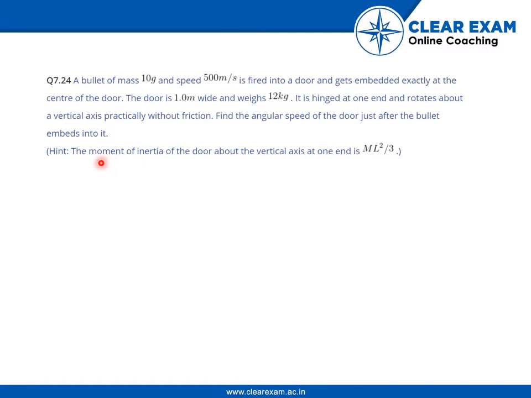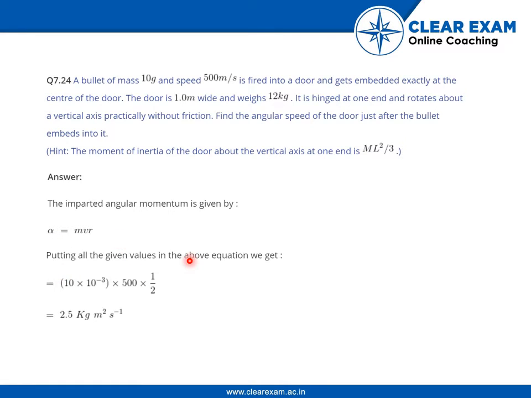So there is a hint given. The moment of inertia of the door about the vertical axis at one end is ml squared divided by 3. The important angular momentum is given by alpha equals mvr. Putting all the given values in the above equation, we get 2.5 kg meter square per second.